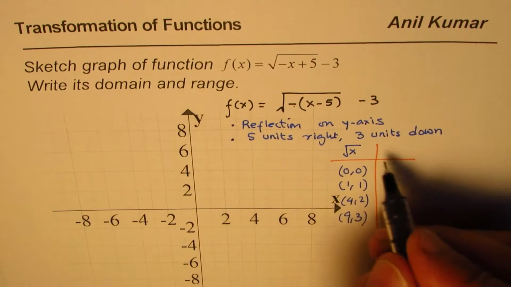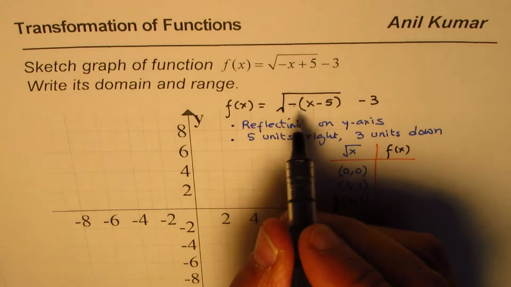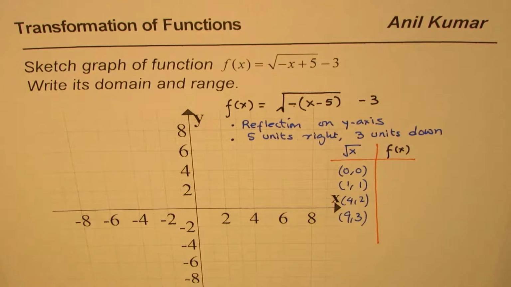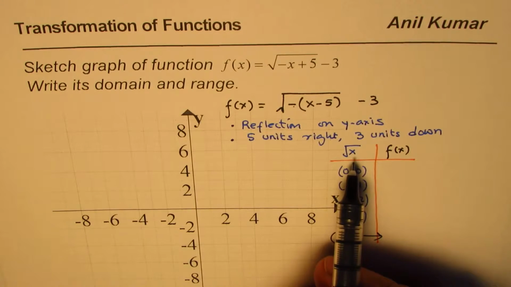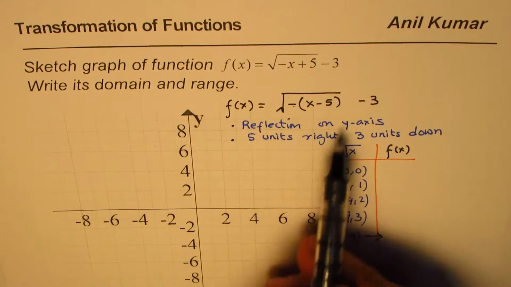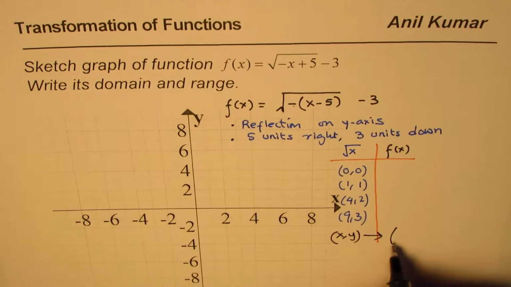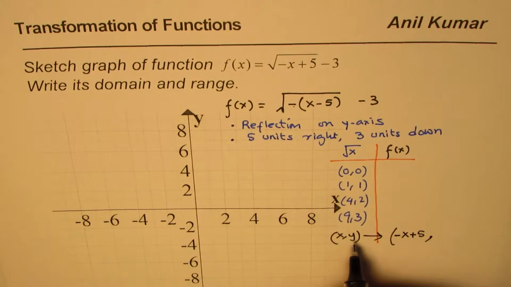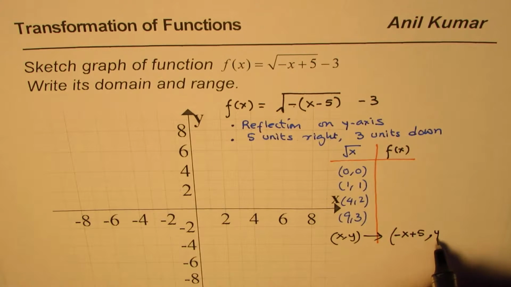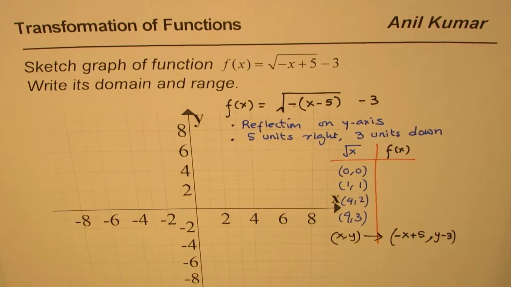Now the function we have is f of x, which is square root of minus x plus 5, minus 3. Now from here, you can see what kind of transformation is taking place. So we can say if the coordinate points are x, y on the square root function, then they get transformed. The x values are reflected on the y-axis and they move 5 units to the right. So the x values will become negative of x and then we have to add 5, correct? So that is the change in the x value. For the y values, we have to decrease it by 3, so y minus 3.